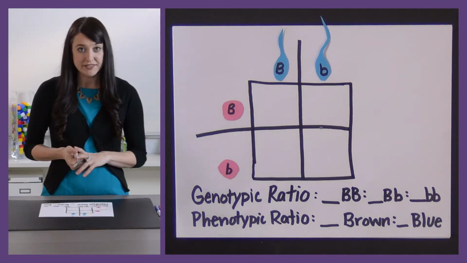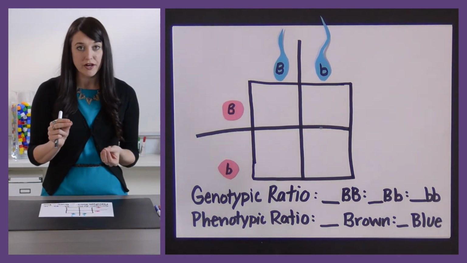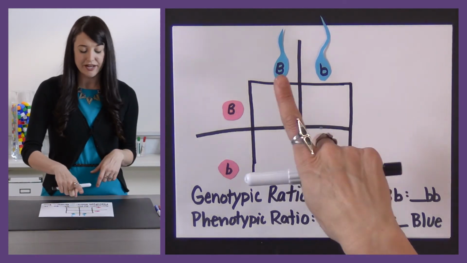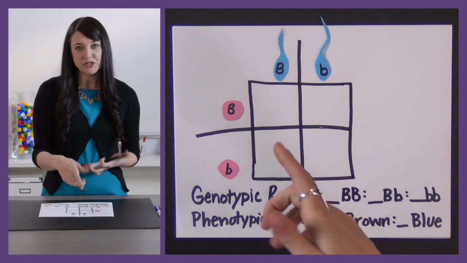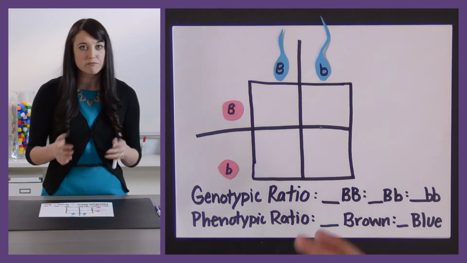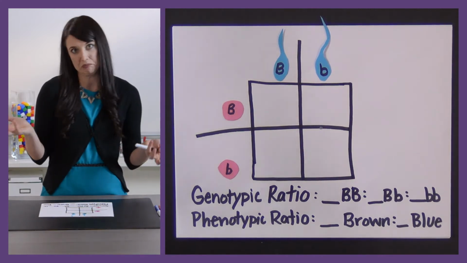Remember, each baby gets 1 allele from the mother and 1 from the father. They're represented here by blue sperm and pink eggs. The blue sperm don't have anything to do with the eye color. They're just blue because blue for boy.